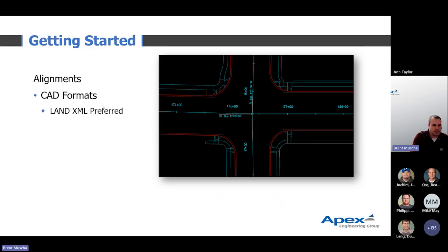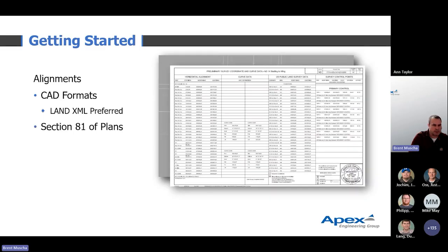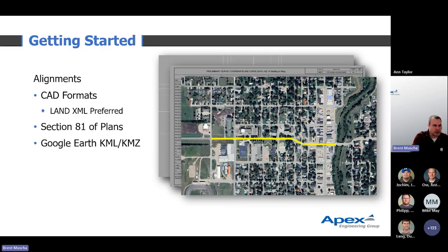If you don't have that, like maybe some rural paving jobs or something like that, you can actually send them the Section 81 sheets, and they can build the alignment right off the 81 sheets. Obviously, that's going to be a little more time consuming depending on how many PIs and different points you have in there. And lastly, probably the least accurate, you can draw a line in Google Earth, or maybe your client or someone provided you with an alignment in Google Earth. You can also send that to them, and they can put it in.